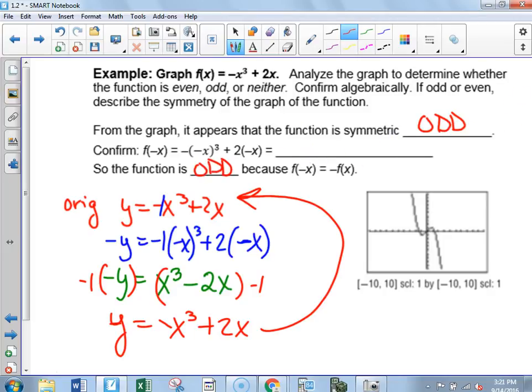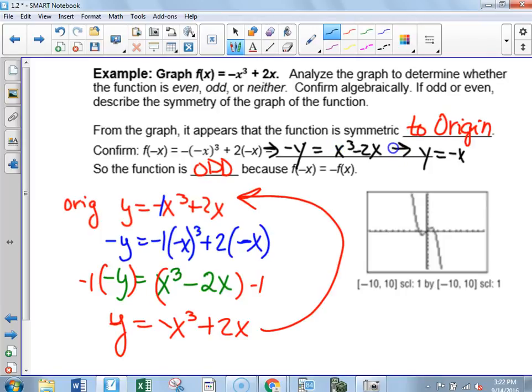I think they wanted us to write symmetric to the what here? Origin. If you're writing on this little blank, I would write first what it changes to, which is -y equals x cubed minus 2x, and then when you change the signs, it would become y equals -x cubed plus 2x, just to show yourself a little work.